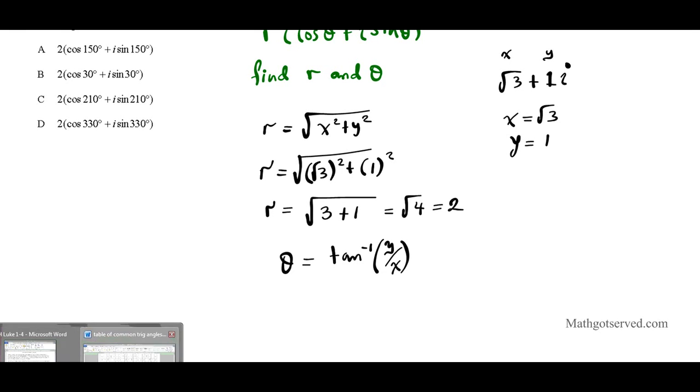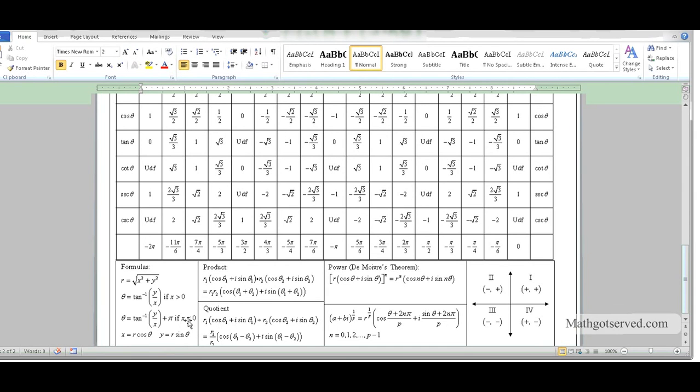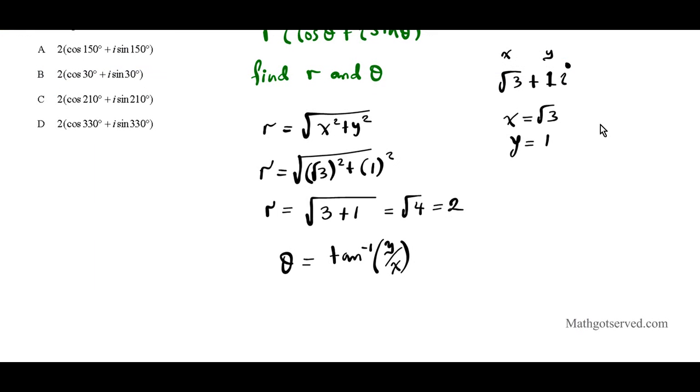Let me show you a very quick detail. If x is negative, we have to add pi. If x is positive, we just leave it alone. In this case, we see that x is greater than 0, so we do not have to add anything to this formula. So let's make use of the formula. Theta is going to be the inverse tan of y over x, which is 1 over root 3.